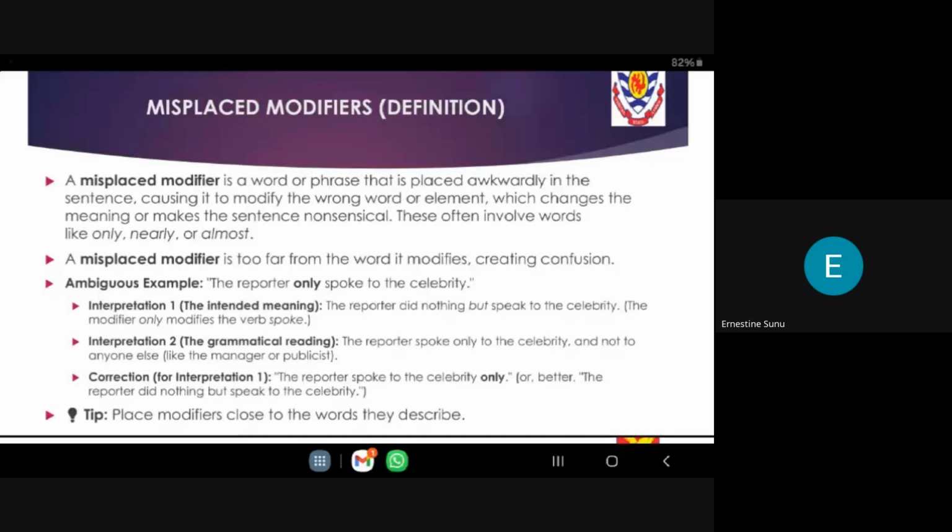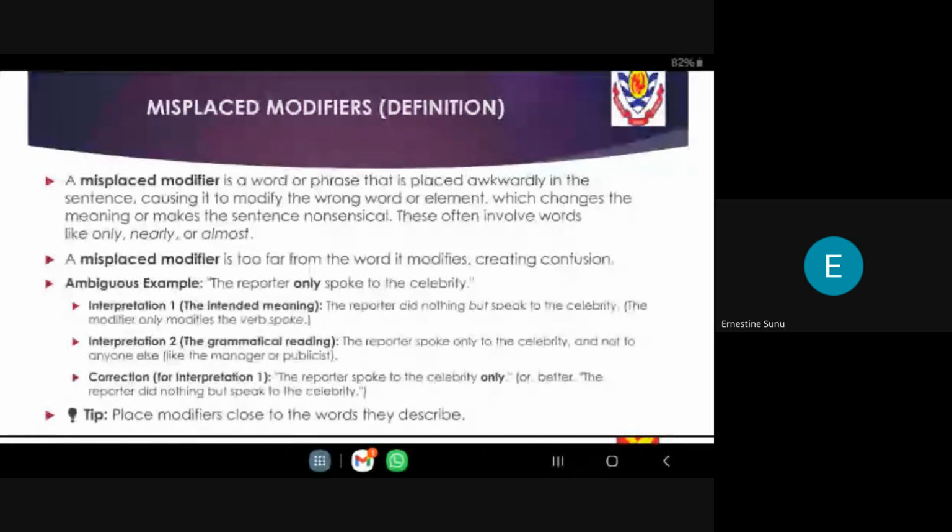Now, we are on misplaced modifiers. A misplaced modifier is a word or phrase that is placed awkwardly in the sentence, causing it to modify the wrong word or element, which changes the meaning or makes the sentence nonsensical. This often involves words like only, nearly, or almost. A misplaced modifier is too far from the word it modifies, creating confusion.